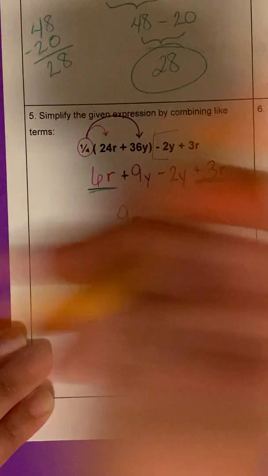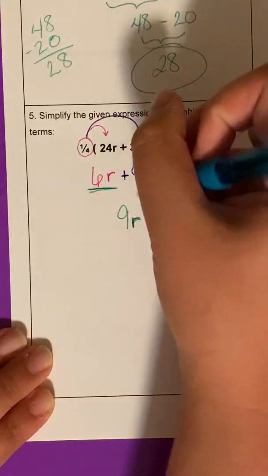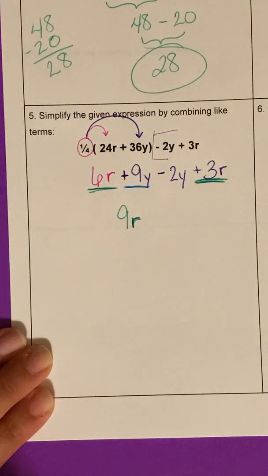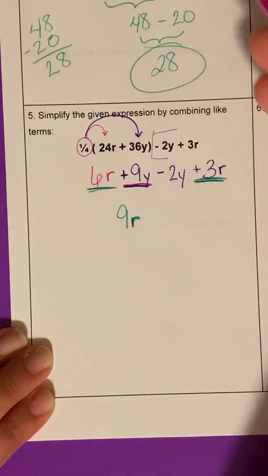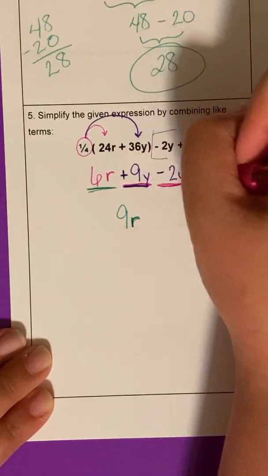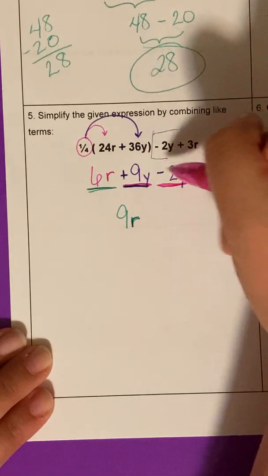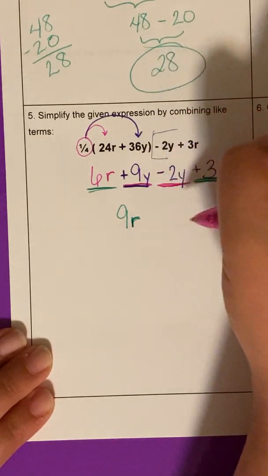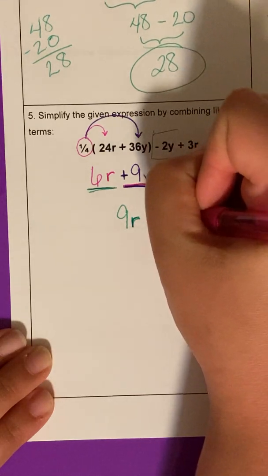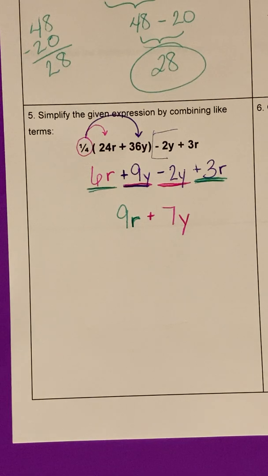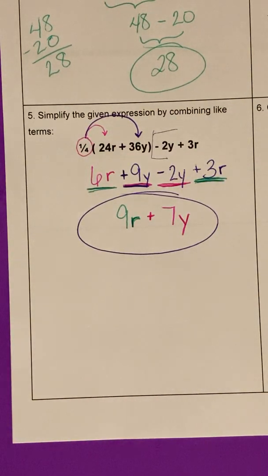Good. Now we are going to look. Sorry, I should have used pink. We have positive 9y, so it's just plus 9y. And then minus 2y. So 9 minus 2 is 7y, and it's a positive 7, so we're going to keep it as plus. There's nothing else that you can combine. So our answer is 9r, or 9 times r, plus 7y, or 7 times y. That is all. Bada bing, bada boom, you're done.